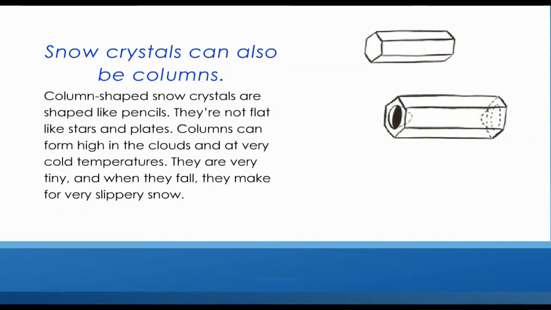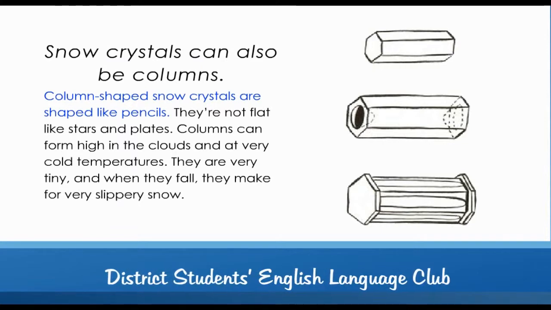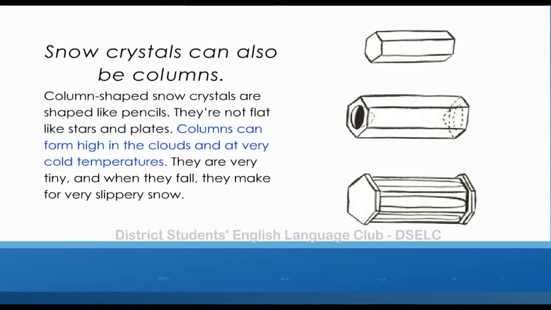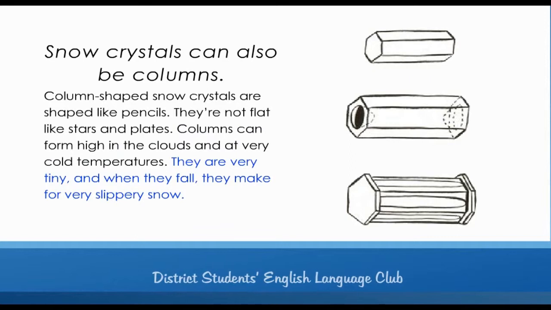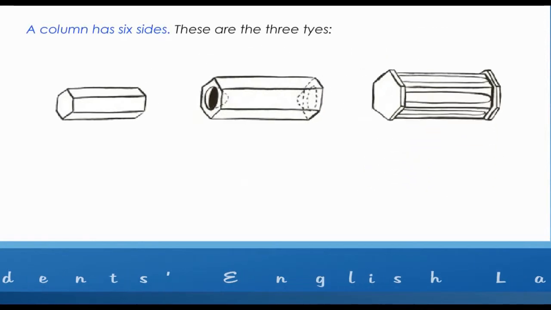Snow crystals can also be columns. Column-shaped snow crystals are shaped like pencils. They're not flat like stars and plates. Columns can form high in the clouds and at very cold temperatures. They are very tiny, and when they fall, they make for very slippery snow. A column has 6 sides. These are the 3 types.